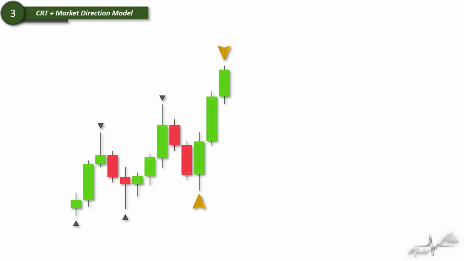From here, we start using the CRT model, but only on bearish candles, since the market is in an uptrend. We mark the high and low of each bearish candle and then watch how the next candle reacts. If the next candle breaks below and closes under the range, the setup is invalid and we don't take a trade. Then we move to the next bearish candle and do the same.